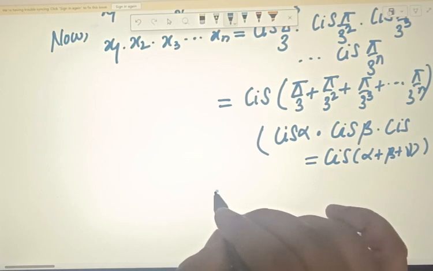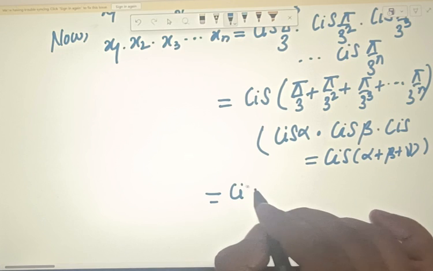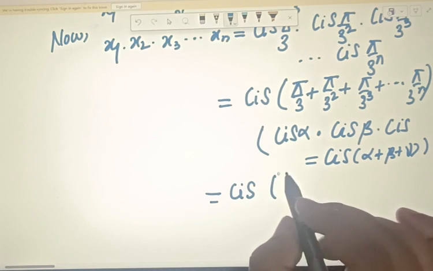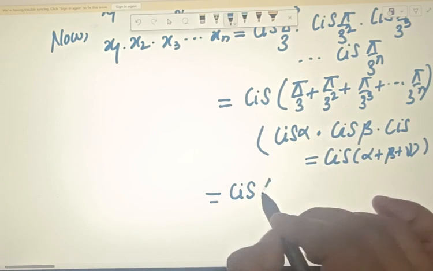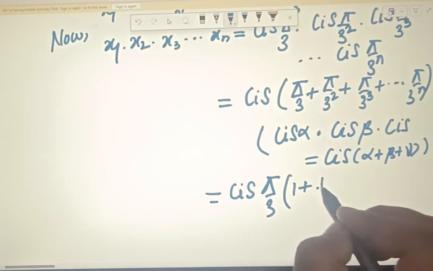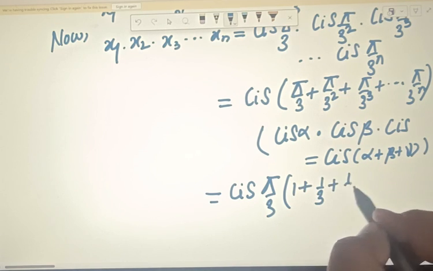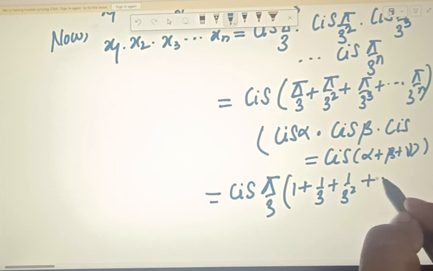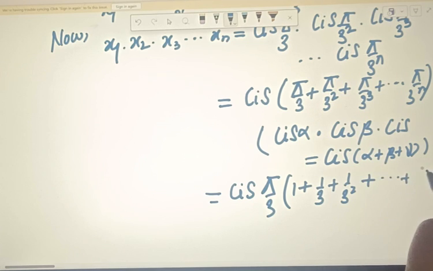Now, in cis, you can take pi by 3 outside. You will get 1 plus 1 by 3 plus 1 by 3 square and so on plus 1 upon 3 to the power n minus 1, because you have taken 1 by 3 outside, so there will be 3 to the power n minus 1.